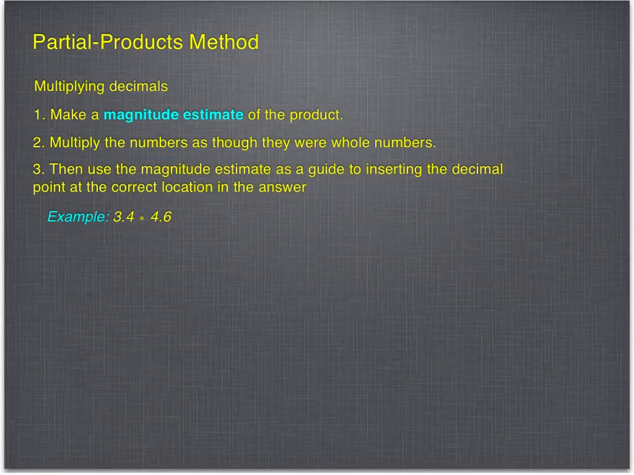So now that we are using the partial products method to multiply decimals, we first start with a magnitude estimate of the product. Let me read through all of these steps first. Number 1, make a magnitude estimate of the product. Number 2, multiply the numbers as though they were whole numbers, not decimals. Ignore the decimal for now. And then lastly, number 3, use the magnitude estimate as a guide to inserting the decimal point at the correct location in the answer.